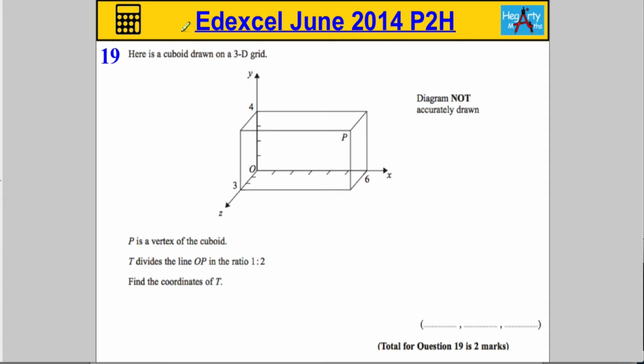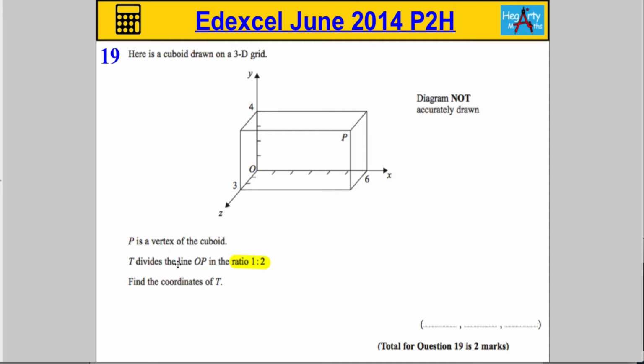Question 19. We are given a cuboid drawn on a 3D grid and it tells us P is a vertex on the cuboid, so it's the corner up here. And we have some point T, which doesn't seem to be on our diagram, divides the line OP in a ratio 1 to 2. Find the coordinates of T.